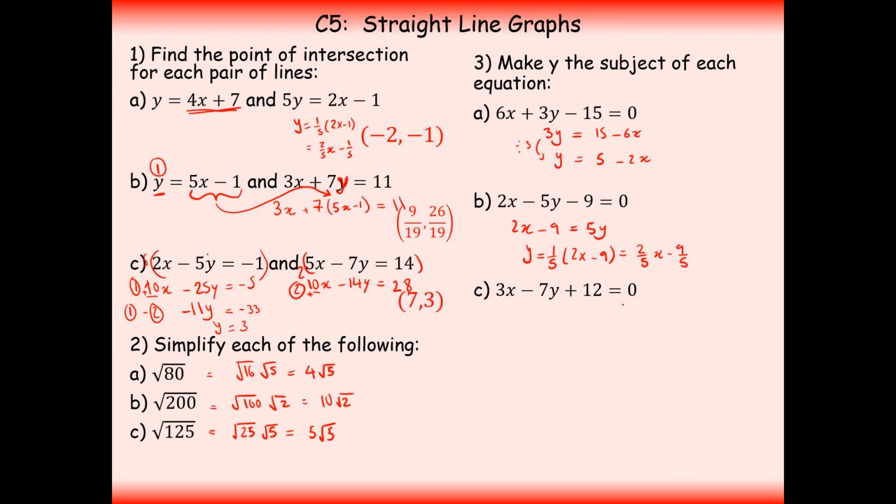Making y the subject, let's add 7y to both sides, so we'll leave 3x and 12 on the left. We will have 7y on the right, but I'm just going to leave y there and put 7 here. So then we can write it as 3/7 x plus 12 over 7 equals y. We could write y on the left as well, doesn't matter, the same thing.